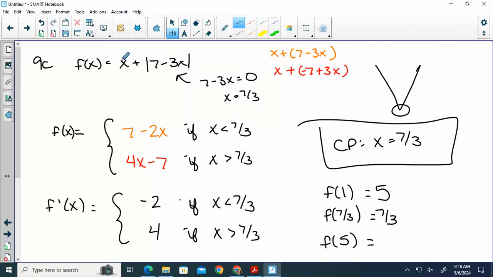If I put in a 5, I get 5 plus the absolute value of 7 minus 15. So the absolute value of -8 is 8, plus 5 is 13. So this is my highest, that's the absolute max. This is my lowest, that's the absolute min. Or global maximum; they could be the same term, or different terms that mean the same thing. All right, is that okay?